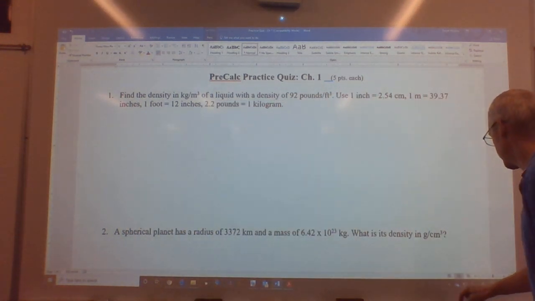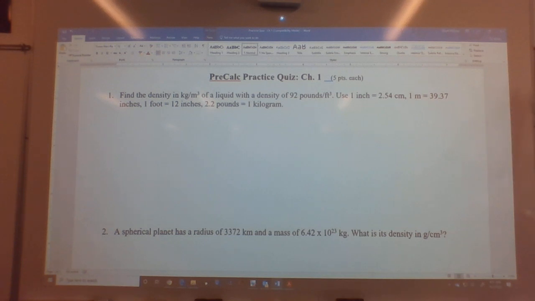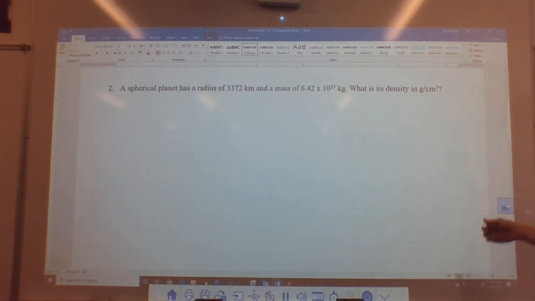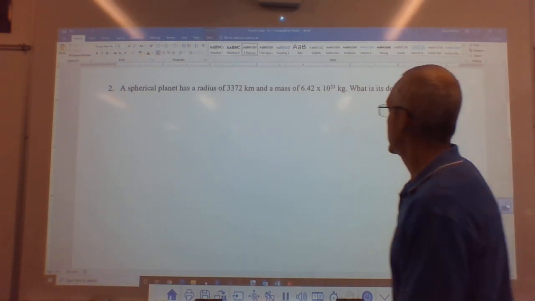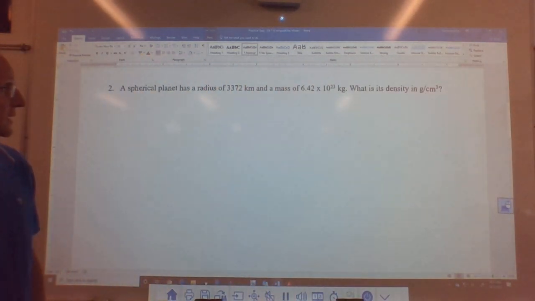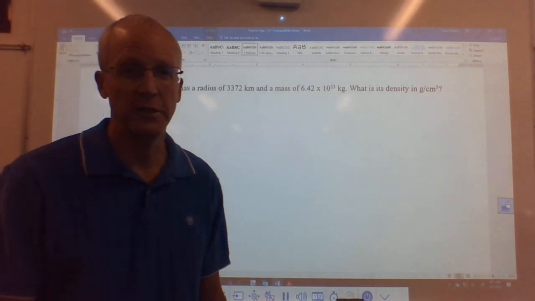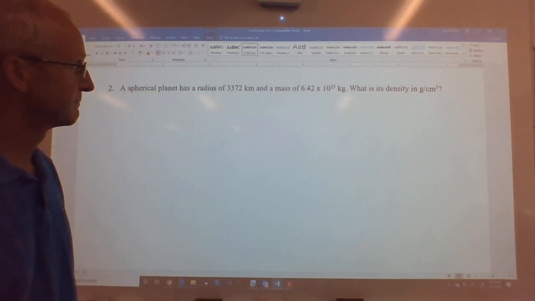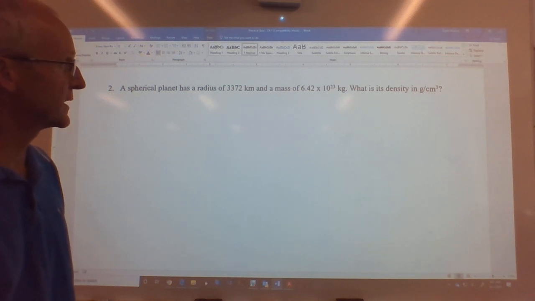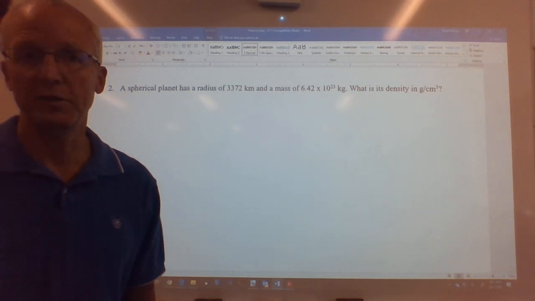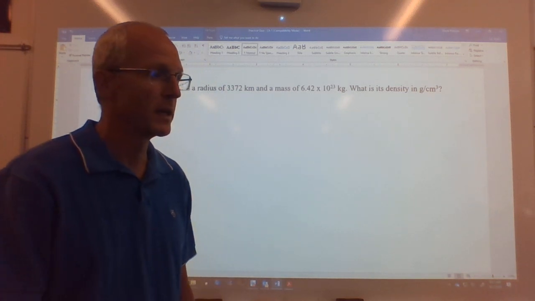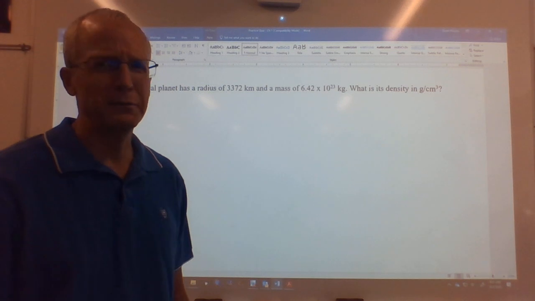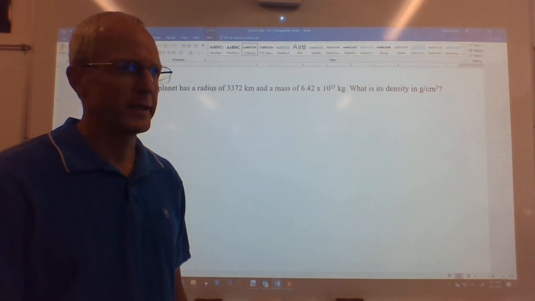Okay, so number 2 says a spherical planet has a radius of 3372 kilometers and a mass of 6.42 times 10 to the 23rd kilograms. This would be a planet slightly smaller than the Earth. And I think I just made up these numbers, but they're pretty typical numbers. What is its density in grams per centimeter cubed? Most densities are given in grams per centimeter cubed. Water is 1 gram per centimeter cubed. Typical rocks are like maybe 3. You already did a problem with lead.